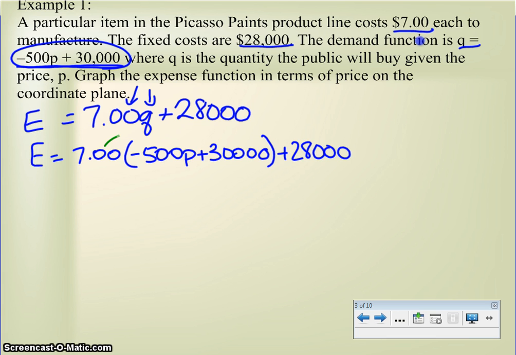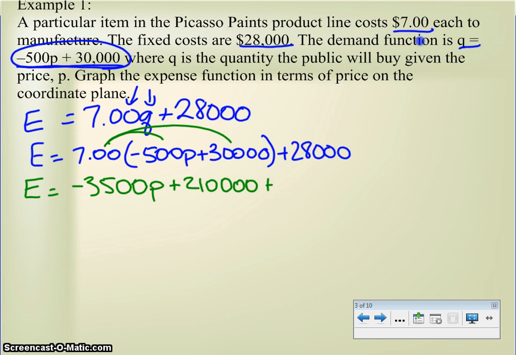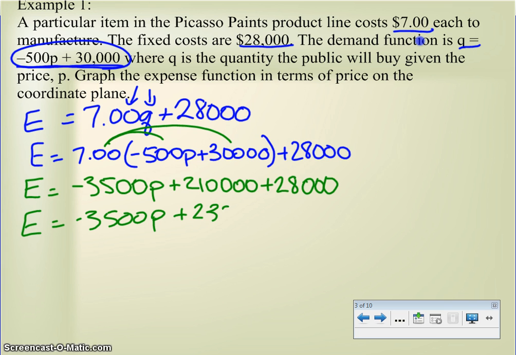Next, we're going to distribute our values, and we end up with E equals negative 3,500p plus 210,000 plus the 28,000. Finally, my expense function is negative 3,500p plus 238,000. Okay, now that we have this, we need to find our vertical axis and our horizontal axis.